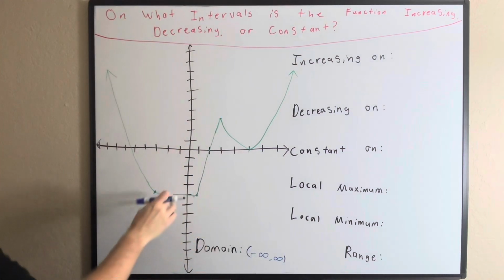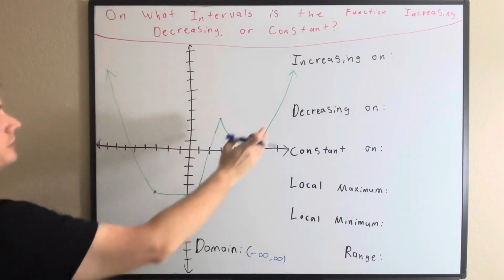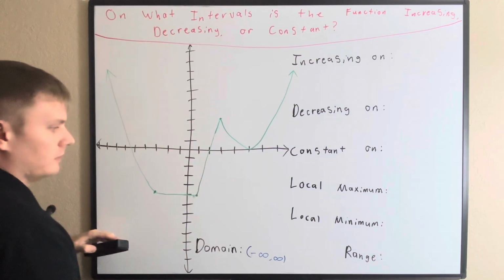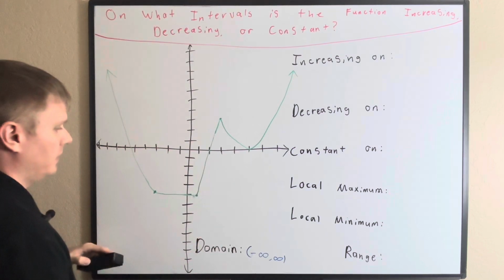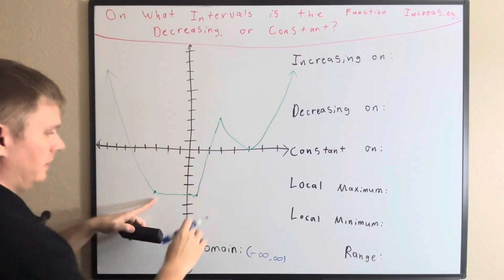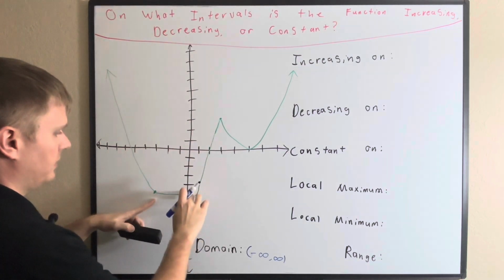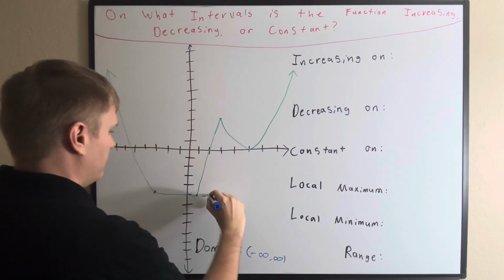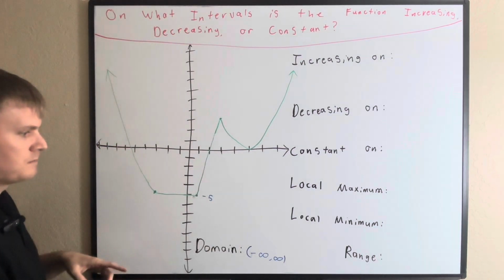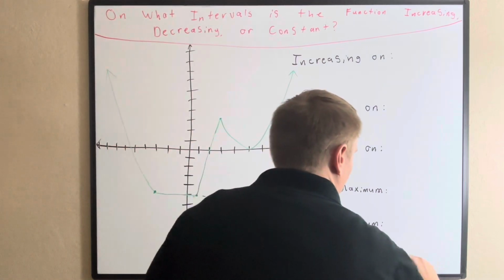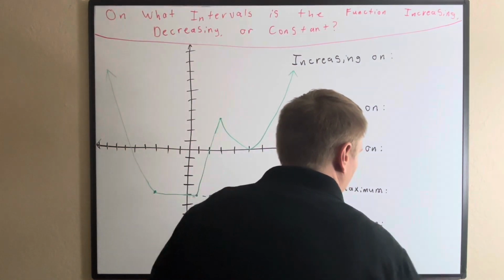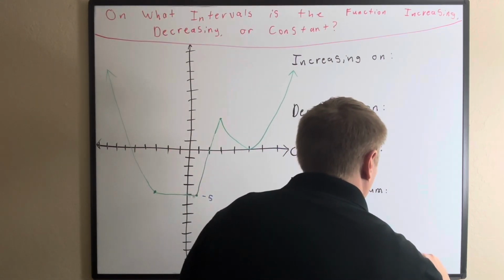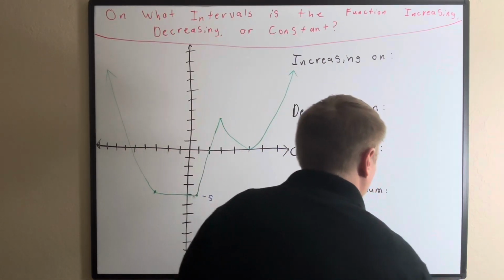What about range? See, both arrows are going up, so there's some lower y values that are not being included. Yeah, they never go lower than this line here. So what is this? 1, 2, 3, 4, 5, -5, huh? Okay. So starting from the lowest point, we include -5 and we go to positive infinity in the range.